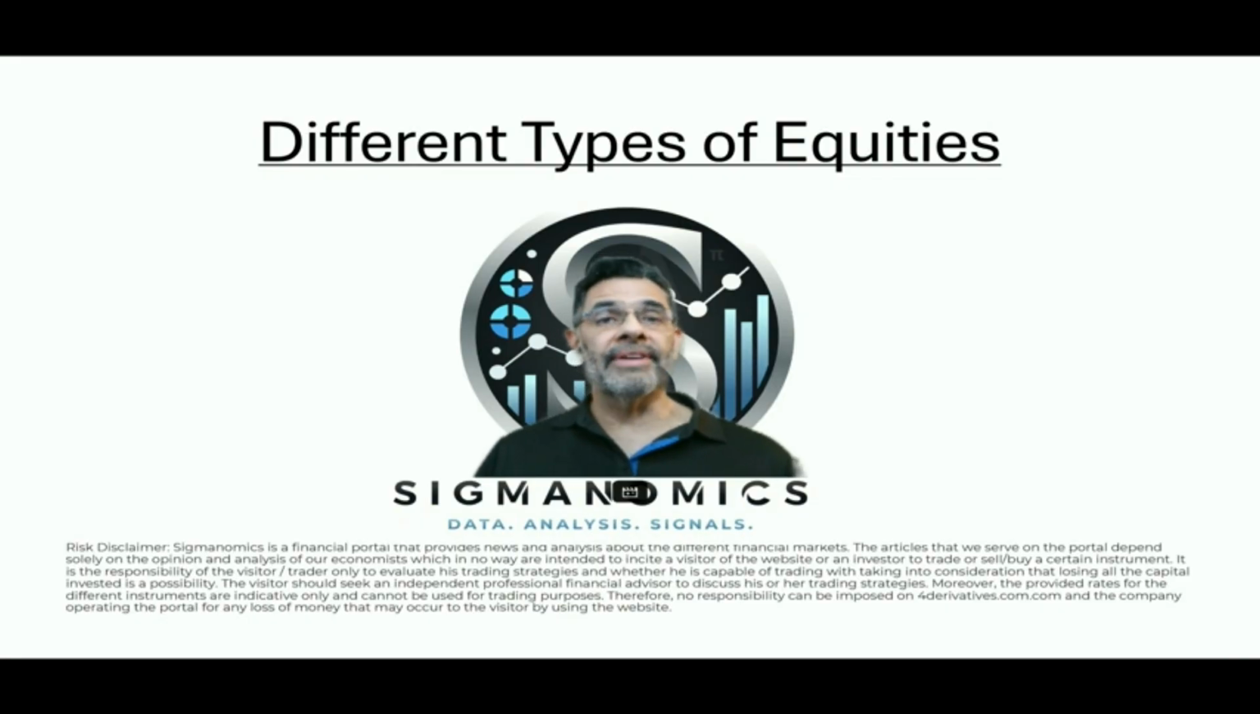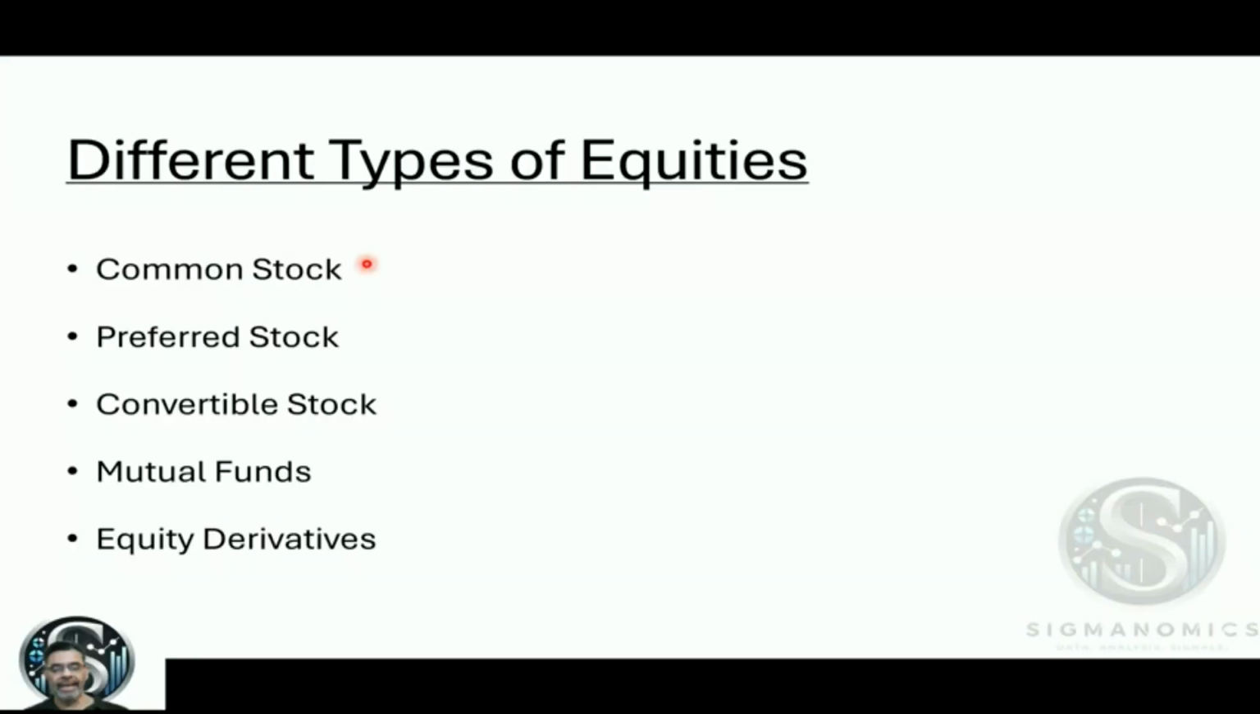This is Richard with Sigmanomics, and in this video we are going to discuss the different types of equities that are available on the various stock exchanges. So the equities market is one of the largest markets in the world. In the US alone, we have over 10,000 equities amongst the different exchanges. Those equities are comprised of common stock, preferred stock, convertible stock, mutual funds, and various types of derivatives.